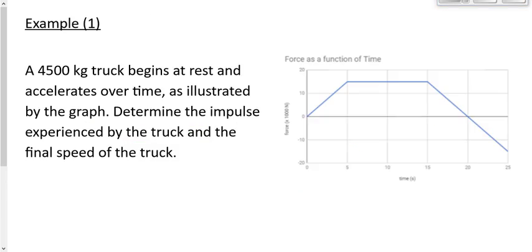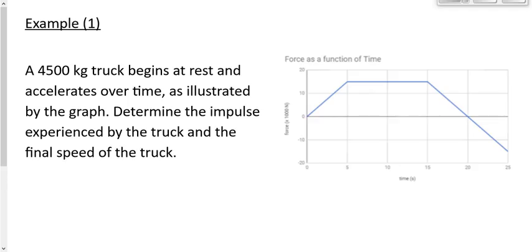All right, I'd like to take a look at an example question. This is in the booklet that you got on the very first day of the semester here. Example number 1 for concept 14 says, a 4,500 kilogram truck begins at rest and accelerates over time as illustrated by the graph. Determine the impulse experienced by the truck and the final speed of the truck. Now, it's a little bit difficult to see things on the board right now on this graph. Okay, the numbers are kind of a little faint and the units and so on. I believe on your paper you can see things just a little bit better, right?